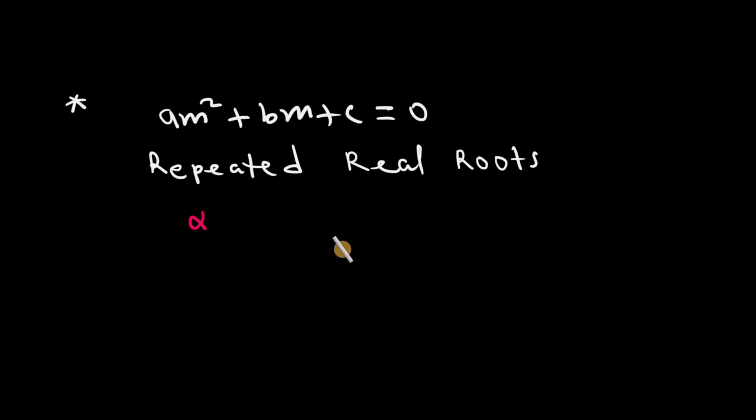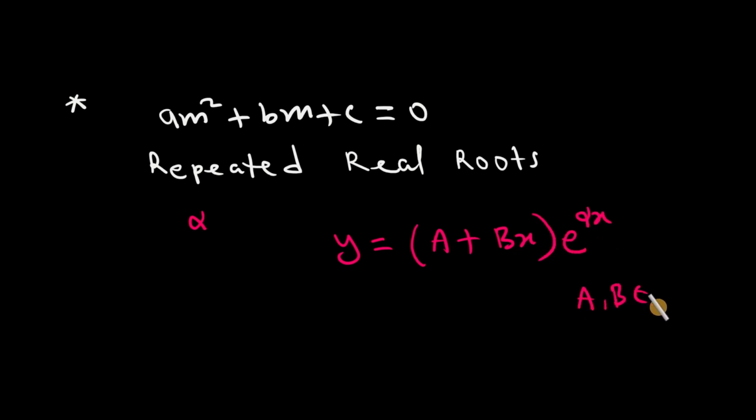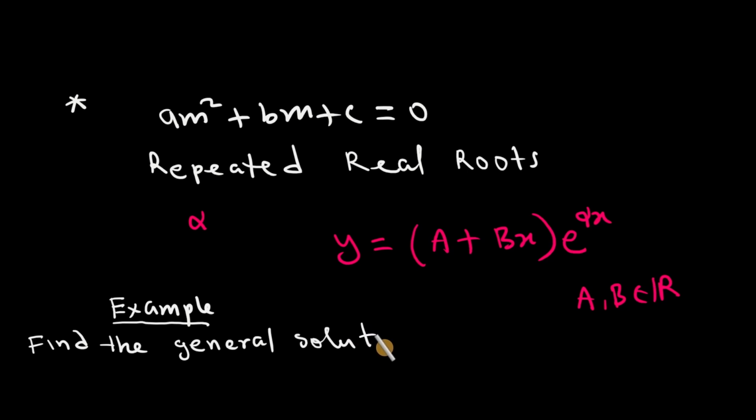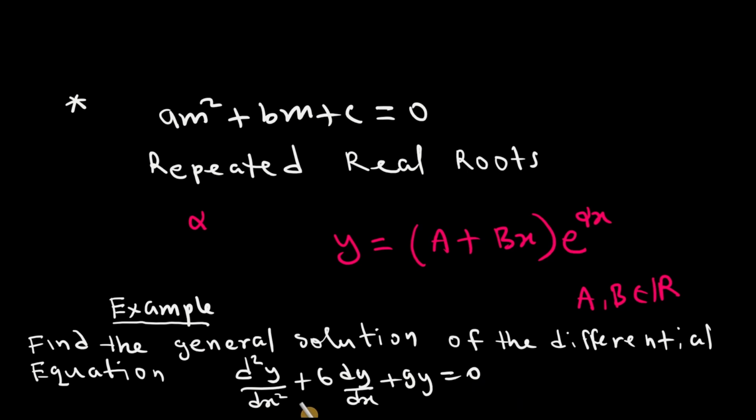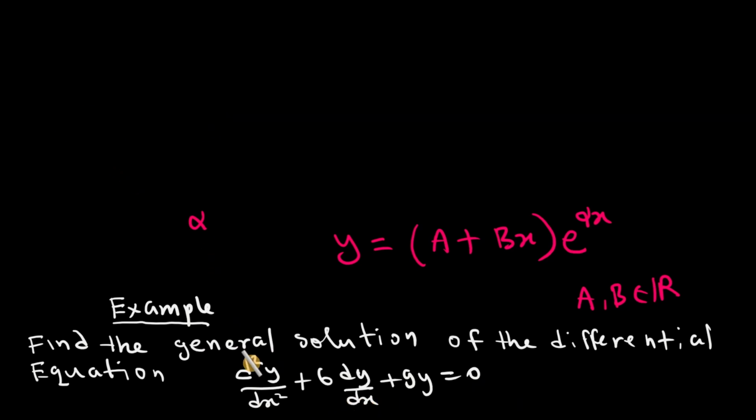given by the formula y equals (a plus bx) e to the alpha x, where a and b are real constants. Now let's apply this formula in solving an example. Find the general solution of the differential equation d squared y over dx squared plus 6 dy/dx plus 9y equals 0. The first step to solve this differential equation is to look for the auxiliary equation.